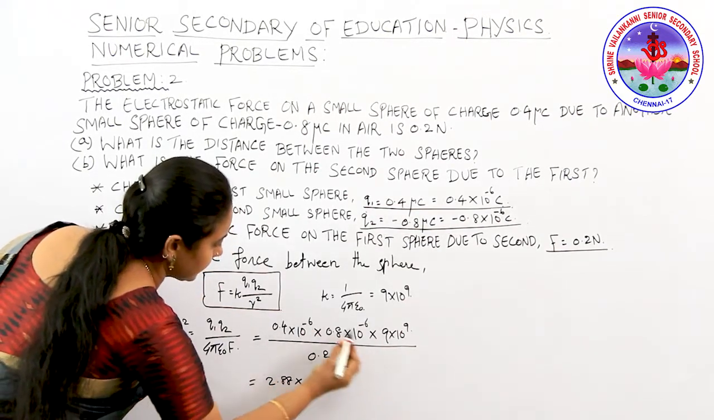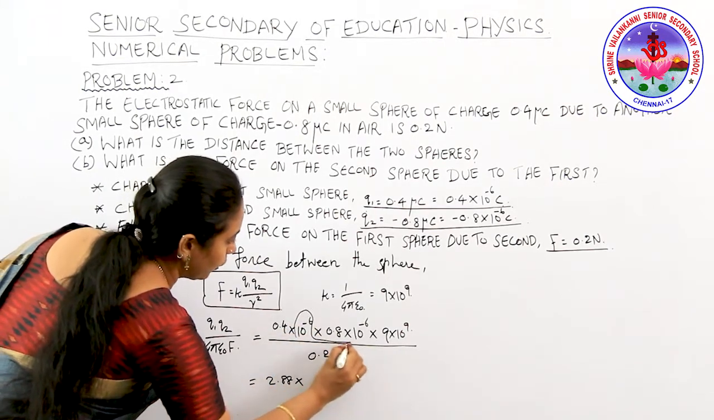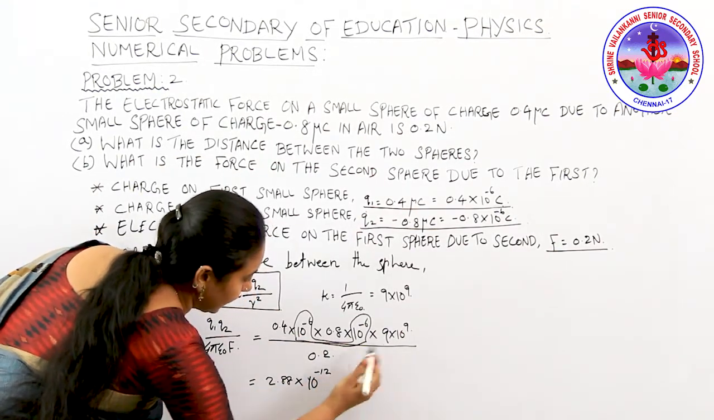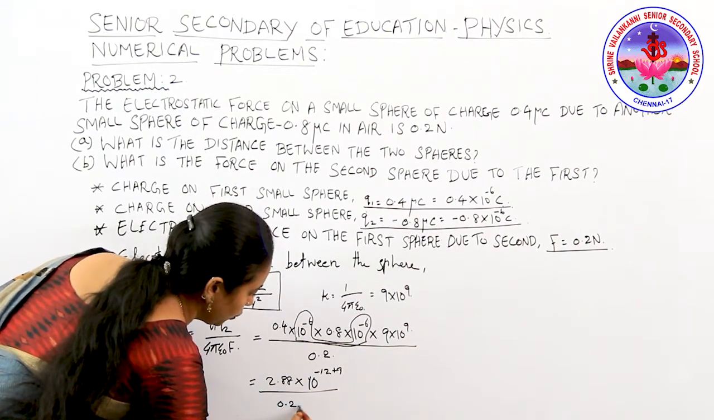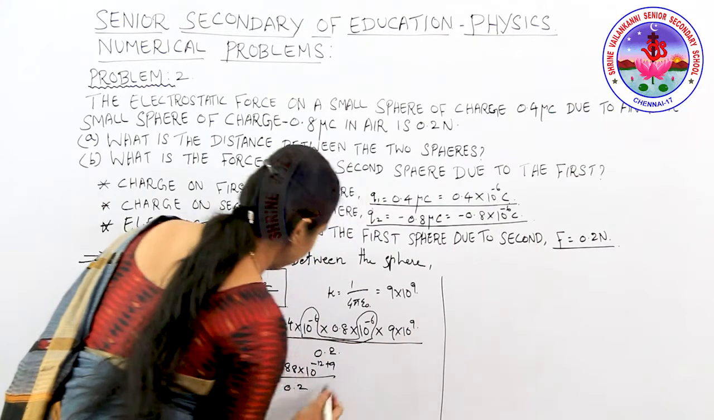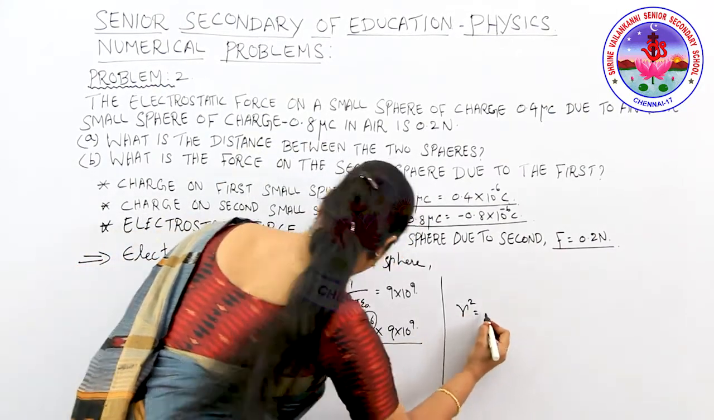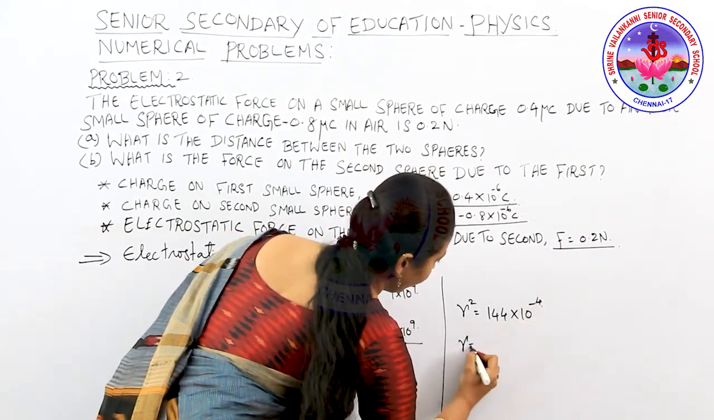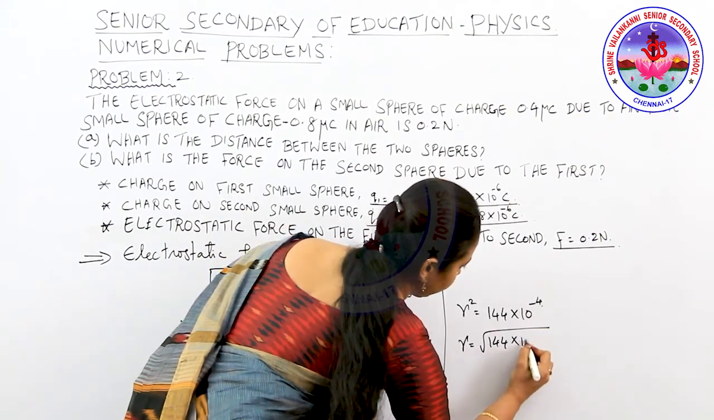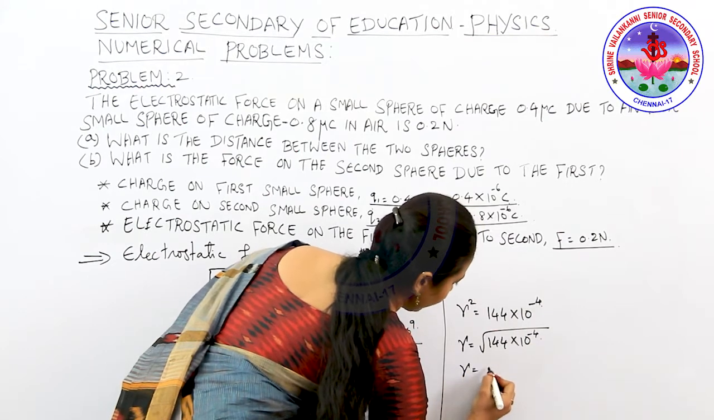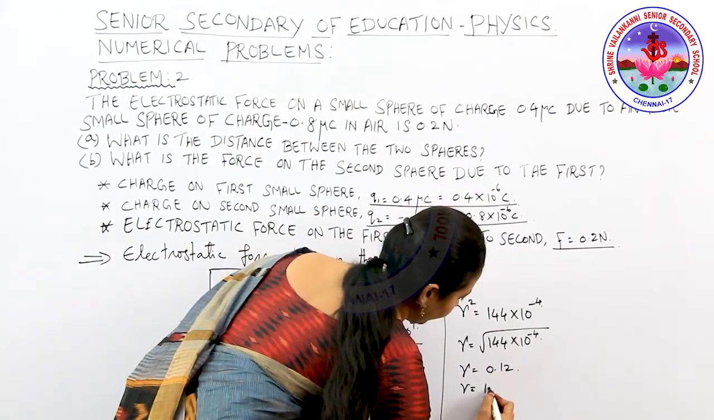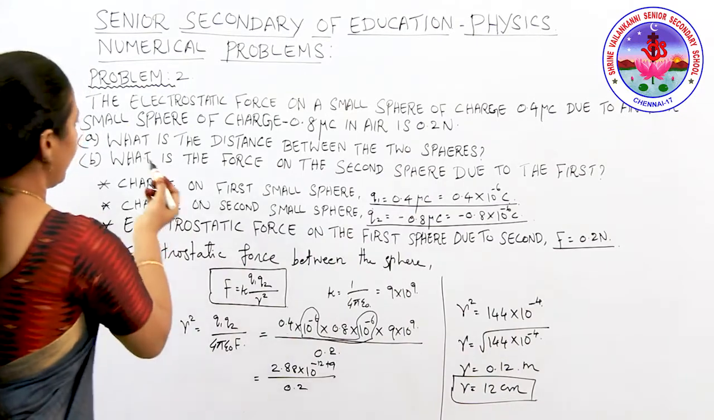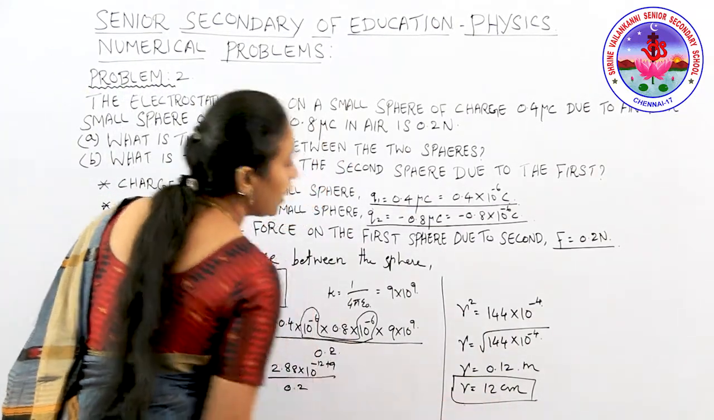2.88 into 10 power minus 6 and 10 power minus 6. These two values you have to calculate. 10 power minus 6 and 10 power minus 6 means you will get 10 power minus 12, and you can take that plus 9, the whole divided by 0.2. So by simplifying this, r square is equal to 144 into 10 power minus 4. So r value we need, so root of 144 into 10 power minus 4. So we get r equal to 0.12, 0.12 meters, so 12 centimeter. So the distance between the two spheres r is equal to 12 centimeter.